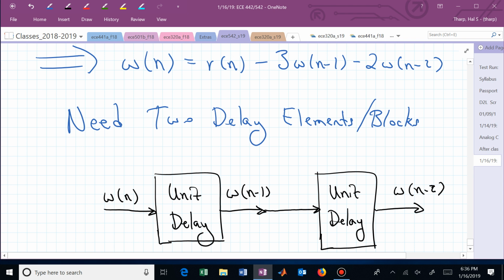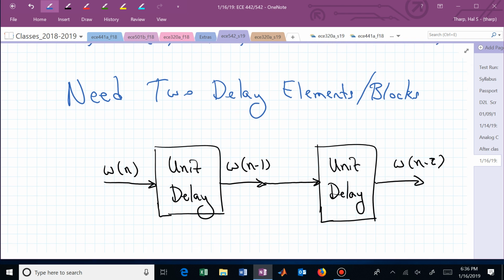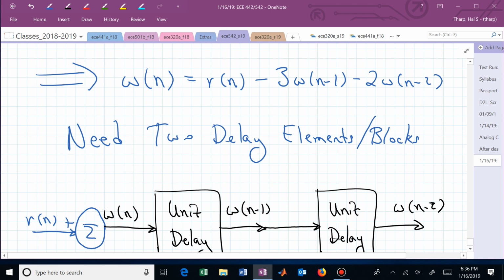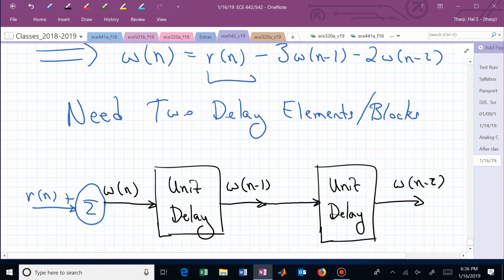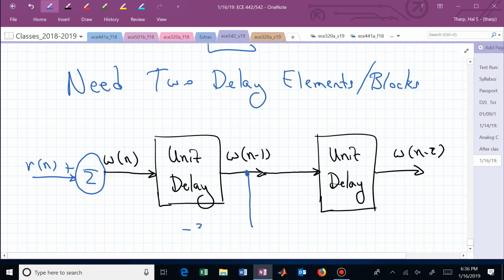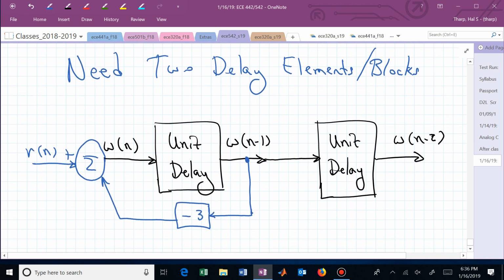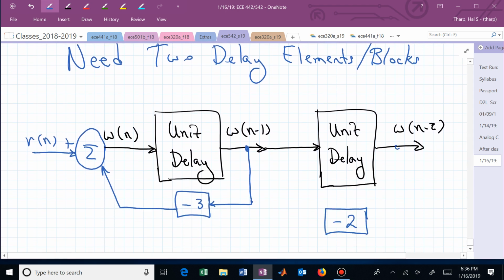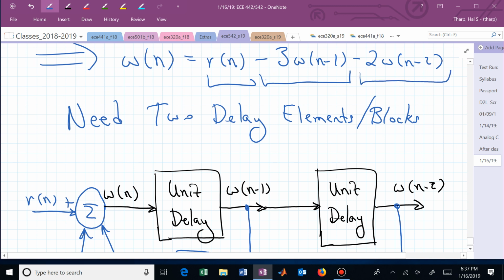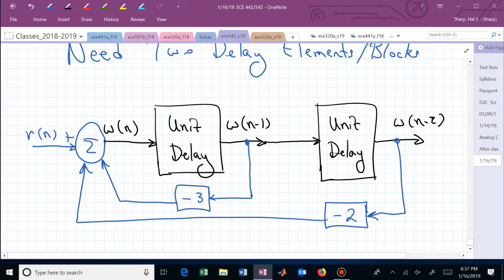Meaning, let's now say, oh, W of n is what we need. It's made up of R of n with a plus sign. There's the first piece. I've already accounted for that. Now I know W of n minus 1 is right here. I just need to scale that with a minus 3 and have that as one of my terms. So now I've accounted for that. And finally, I have W of n minus 2 scaled by a minus 2. And now I've accounted for that. So now here is an all delay block diagram that is equivalent to that second order difference equation for W of n that we started with.